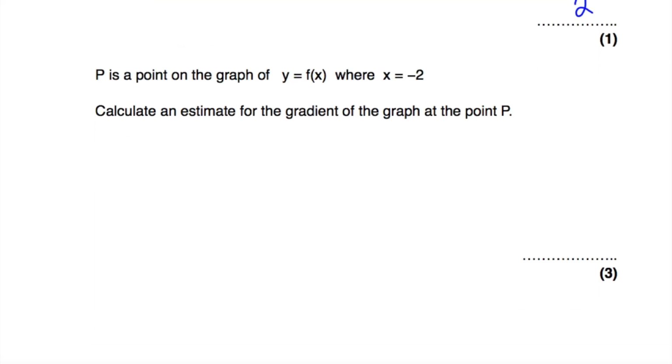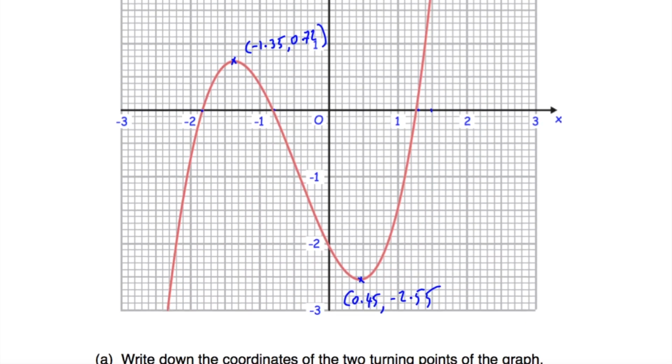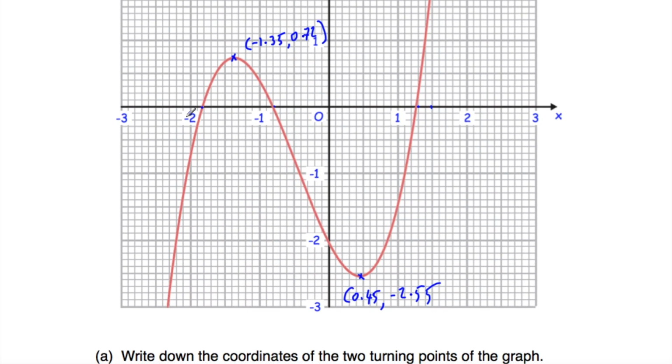And then if we carry on, we're then told that P is a point on the graph of f of x where x equals negative 2. And then we've been asked to calculate an estimate for the gradient of the graph at the point P. Okay, so we want to find where x is equal to negative 2. So let's go back to the graph, and here's negative 2 on the x-axis, and if we go down, that's going to be this point here.